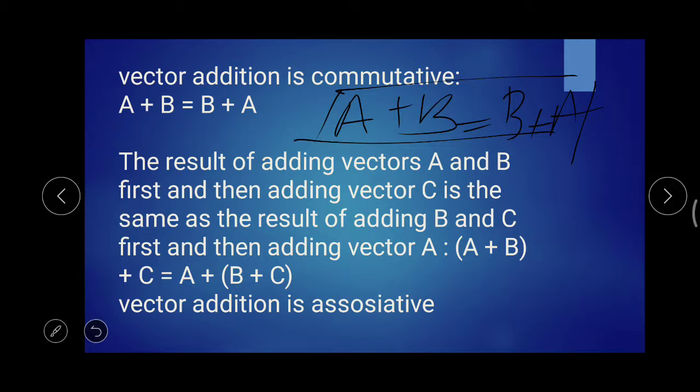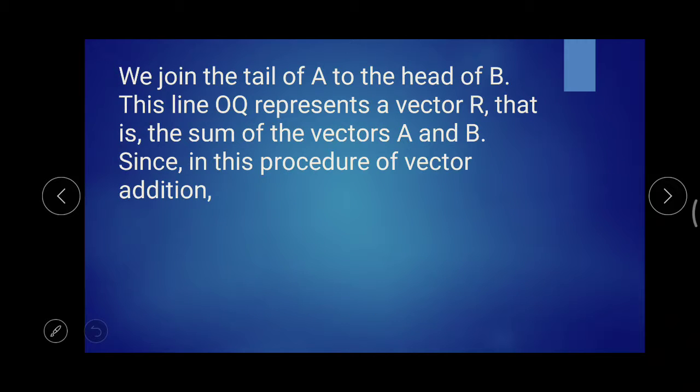As well, the vector addition is associative. That is, A plus B all plus C is equal to A plus B plus C. It means first of all you find the addition of A plus B, then you add the C value to the A plus B.